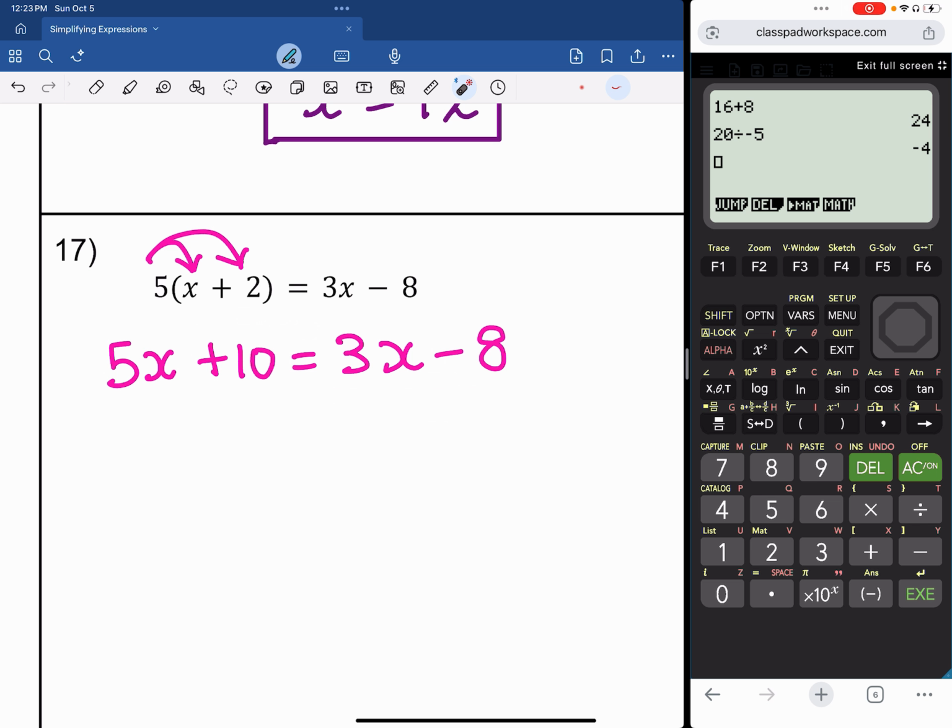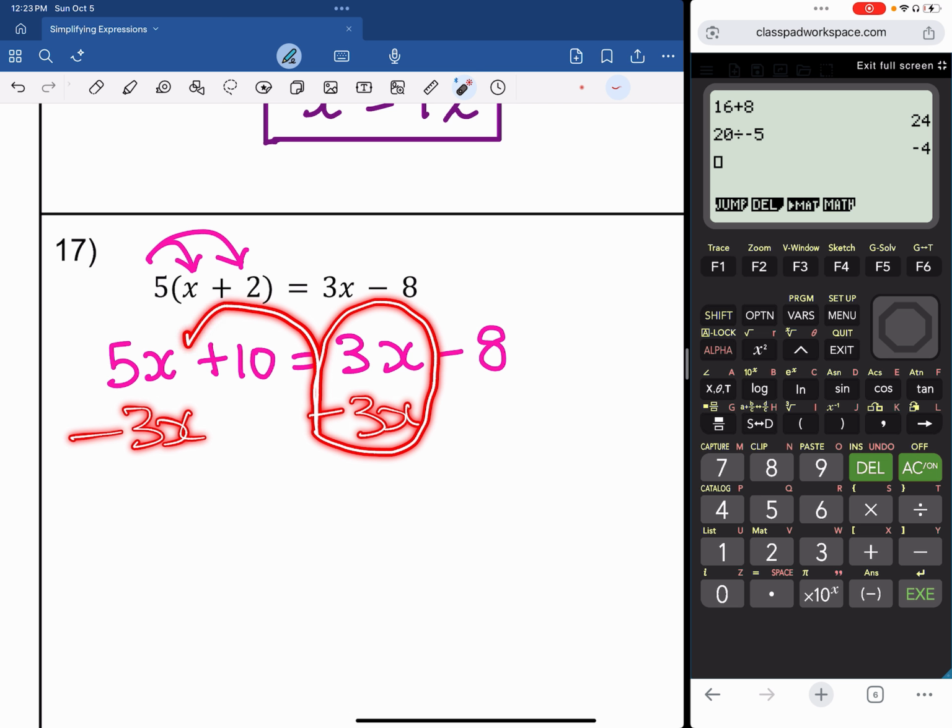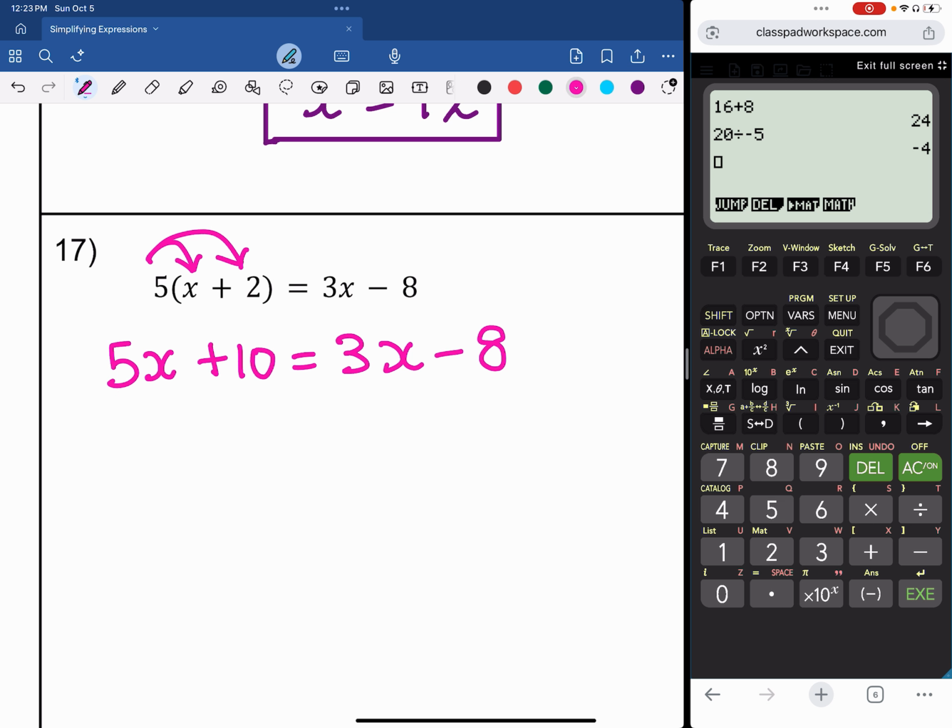So my goal is to move this 3x over to the left side of the equal sign. I'm going to do that using inverse operations as well. So since this is a positive 3x on the right side, if I'm going to do the opposite, then I'm going to subtract 3x. And whatever I do to one side, I'm going to do to the other side. So I'm subtracting 3x from both sides of the equation because I want to move this 3x over to the left side. I want to do that because I want to be able to combine it with this 5x. So we're going to subtract 3x from both sides.